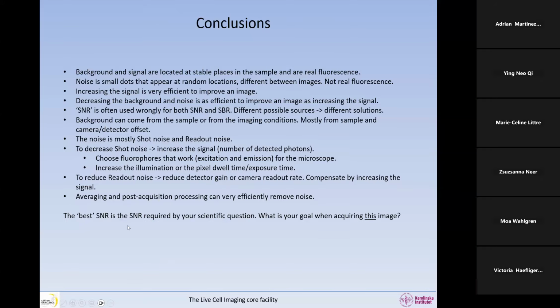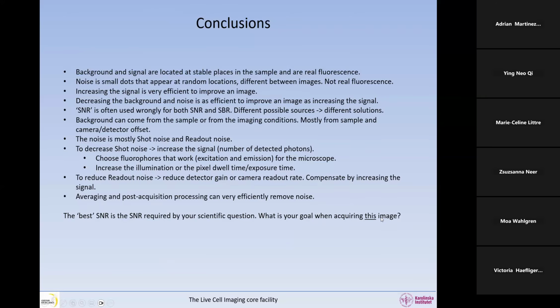The best signal to noise ratio for you is the one that is required by your scientific question. So always design your experiment backwards. What is it that I want? What are the worst images that I can acquire and still answer reliably my scientific question? That's what you're after. So what is your goal with acquiring this particular image?